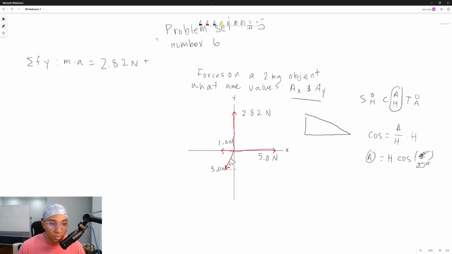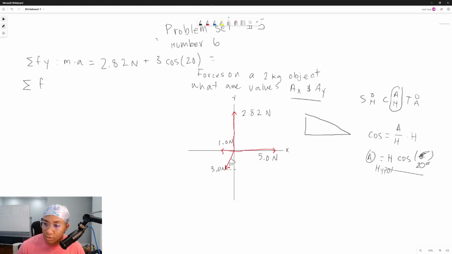Okay, so after we solve this, h obviously is the hypotenuse. So we can say plus 3 cosine of 20. Okay, and this should be equal to a number we'll find right now.